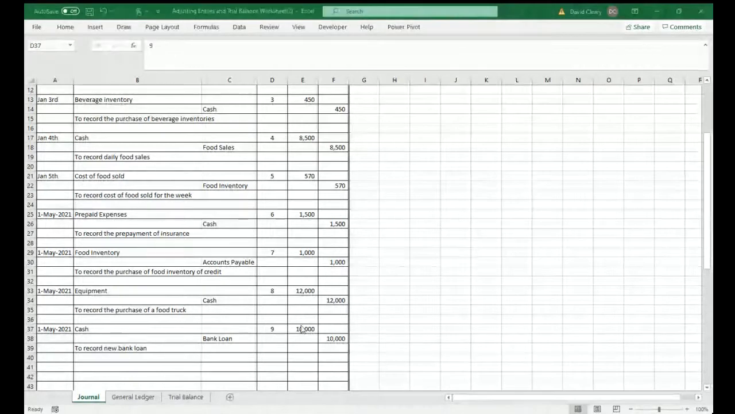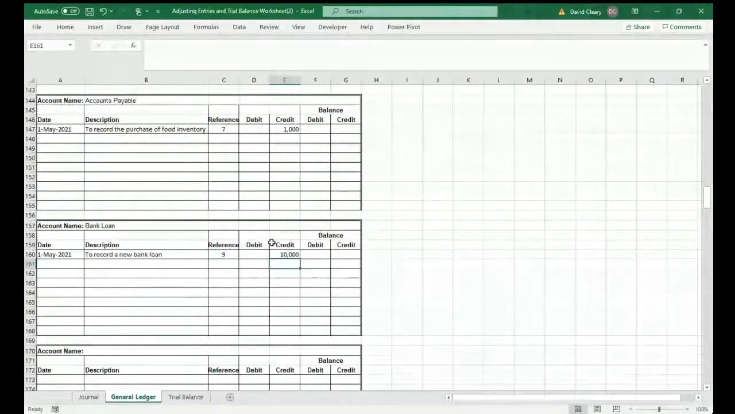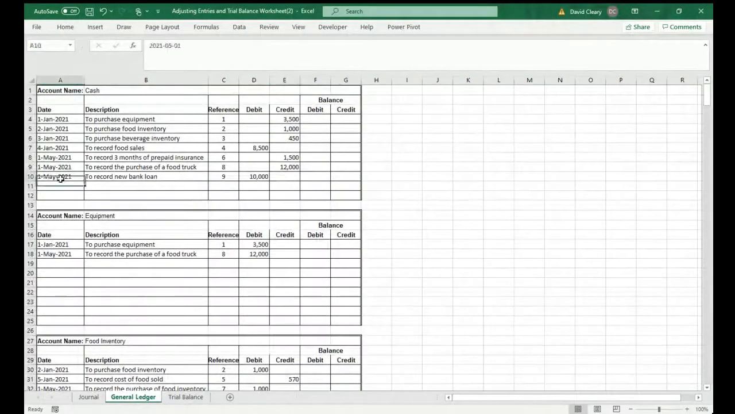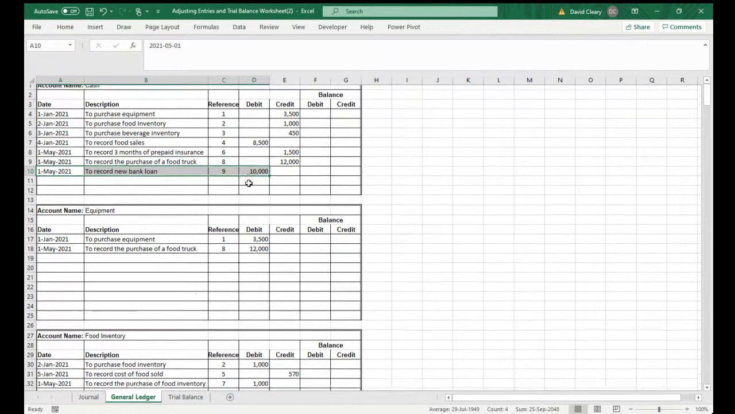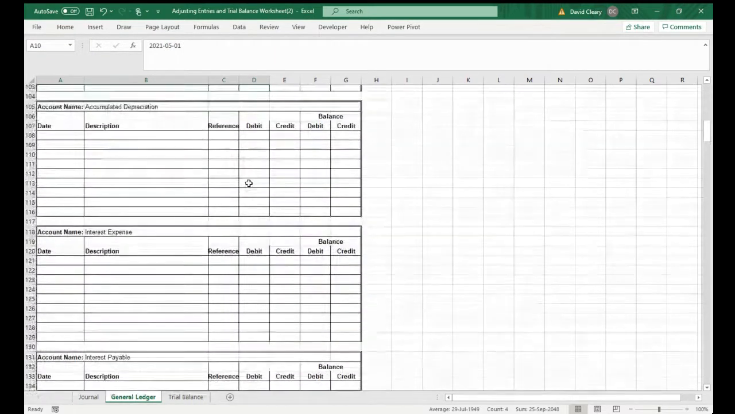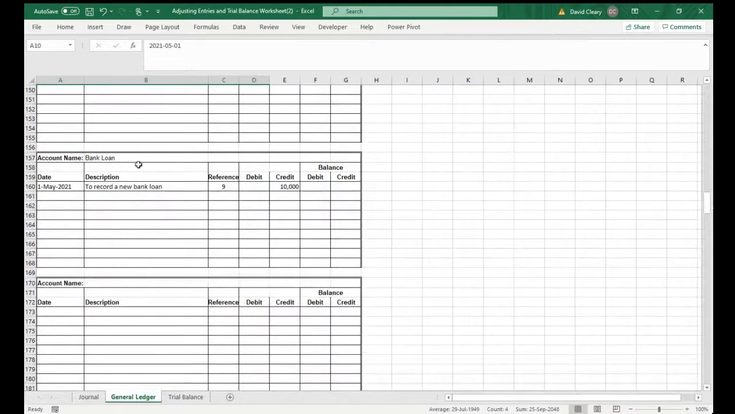So with that particular transaction, we were debiting cash by $10,000, and we were crediting our new bank loan account for $10,000 as well. So, ledger here, all the way at the top, I inputted the $10,000 debit under my cash account. Record new bank loan, reference number 9. And then I had to create at the very bottom a new bank loan account.